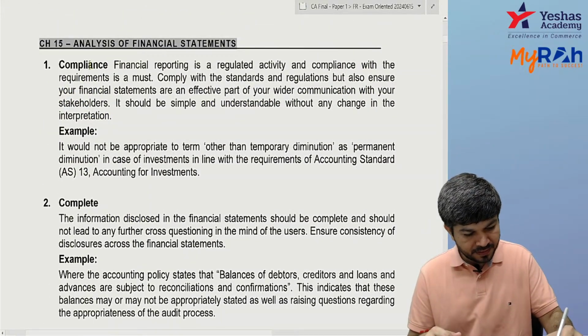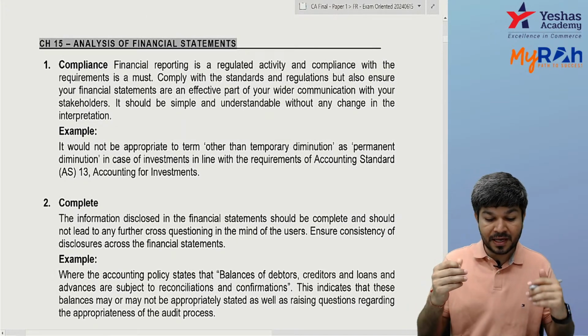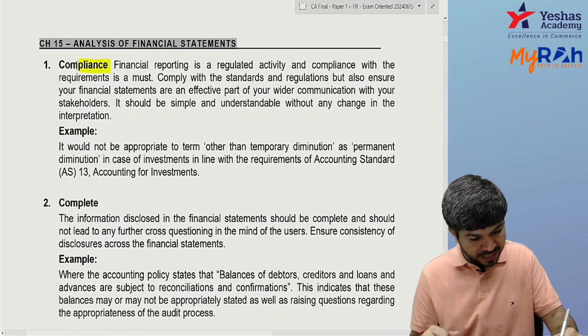One, your financial statement will comply. It has to comply with basically laws, regulations. It should comply with Ind AS. The compliance.